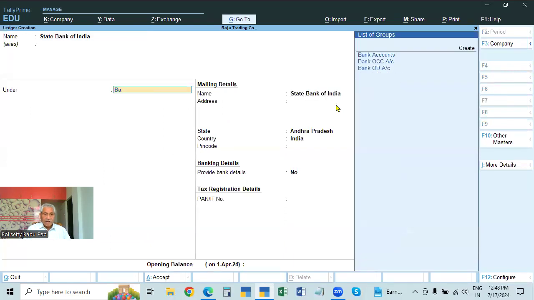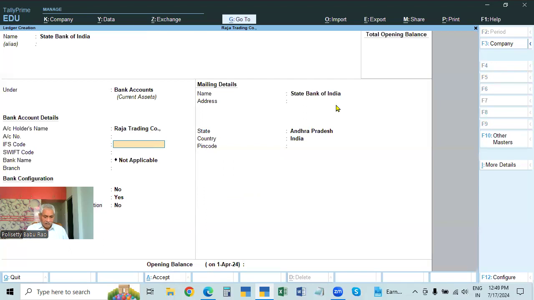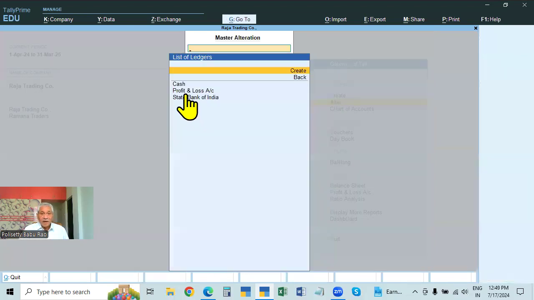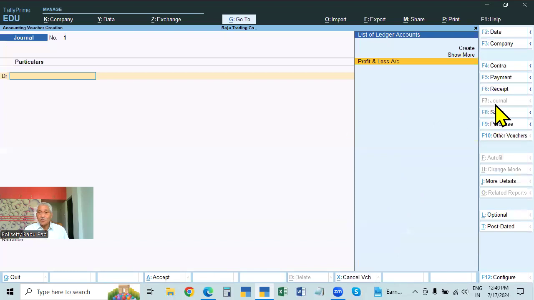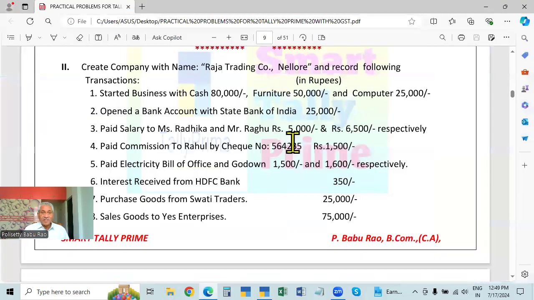State Bank of India comes under bank accounts. So cash and bank are available. Cash is the default ledger and State Bank will be open. So again, if you go to voucher, if you go to journal, you see cash as well as bank are not visible. So cash is about 60,000.